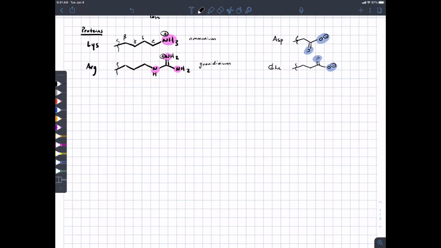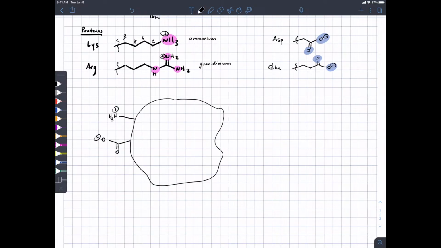So we're going to pretend that a protein is this large blob, okay? And we're going to pretend that we have a positively charged group here and a negatively charged group here.